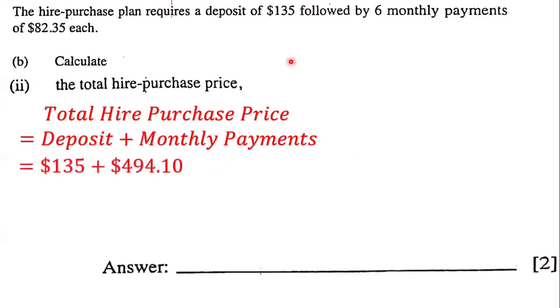Now, the deposit, they tell us, is $135 and the total monthly payments is $494.10, which we just saw previously. And so when we add those two together, we get $626.10, and that's our answer for this question.